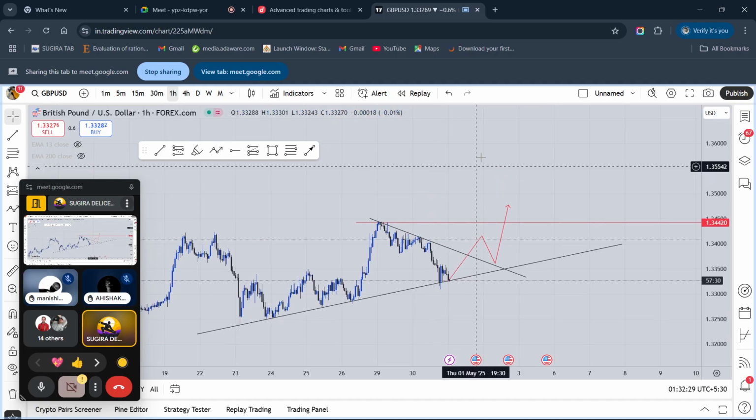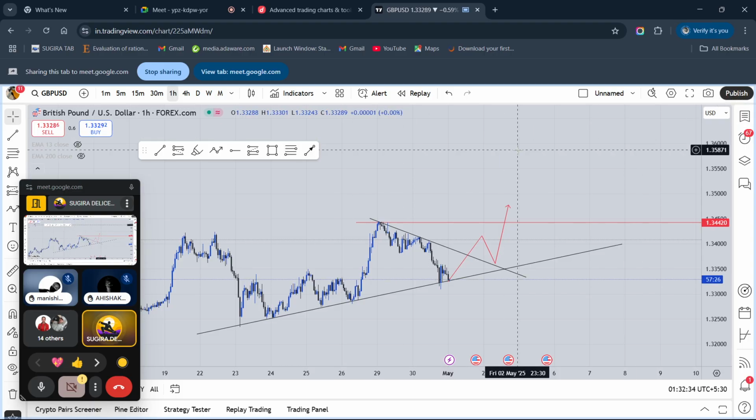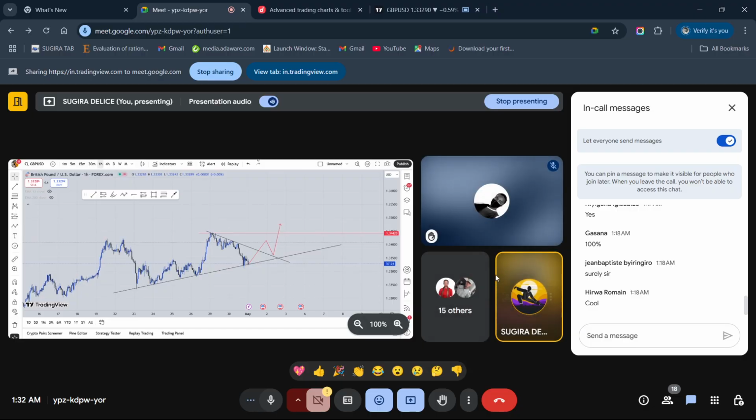So what we have right here is, let me see. Now we have to consider the charts. For those who already trade GBP USD, let me know if you agree with this one. Let me know if we're on the same page. If any question, let me know as well.